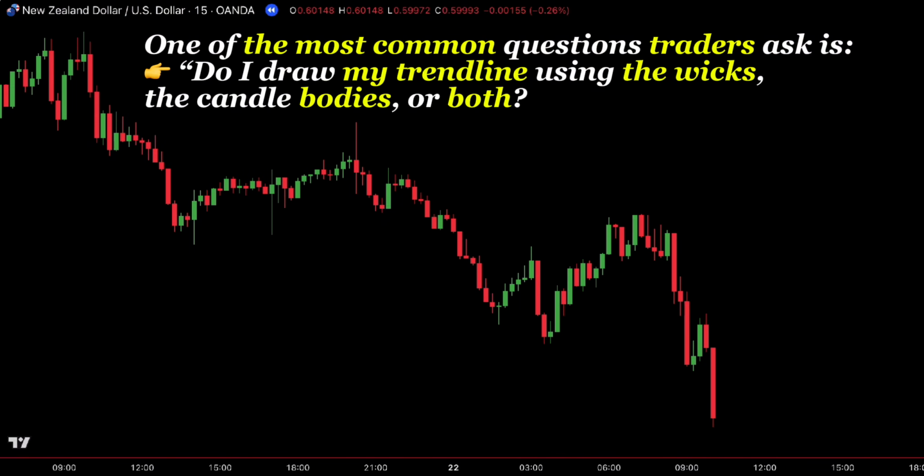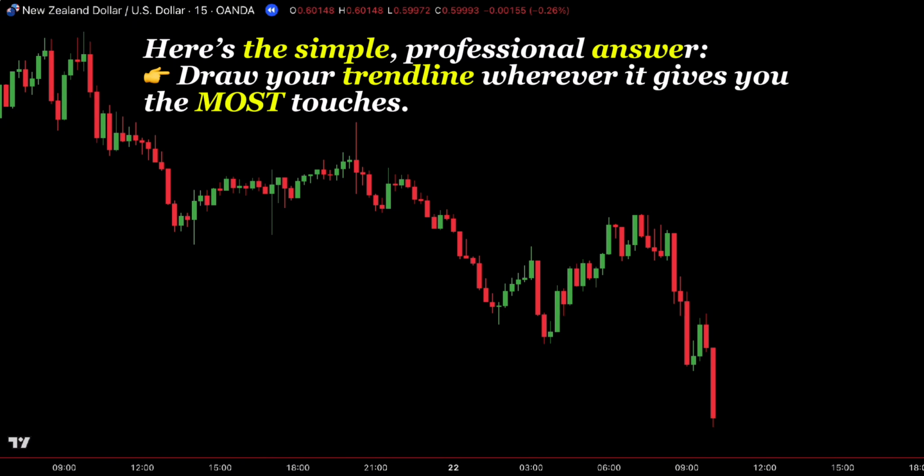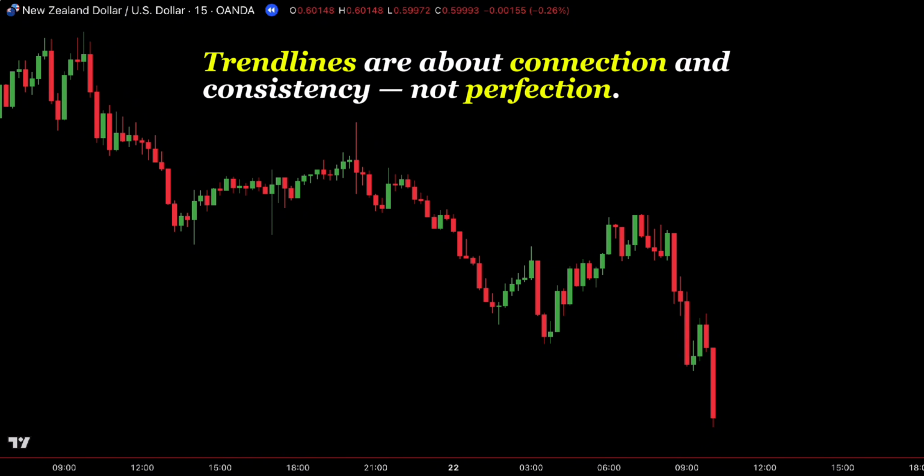One of the most common questions traders ask is, do I draw my trend line using the wicks, the candle bodies, or both? Here's the simple professional answer. Draw your trend line wherever it gives you the most touches. Trend lines are about connection and consistency, not perfection.